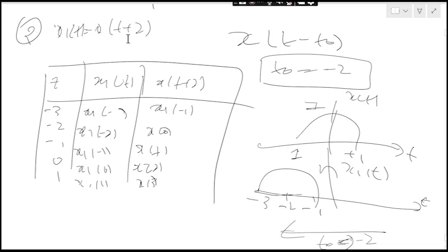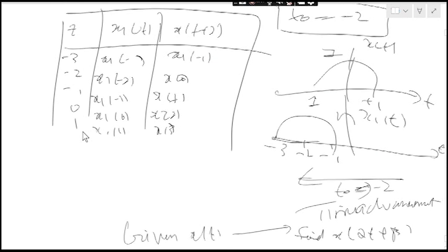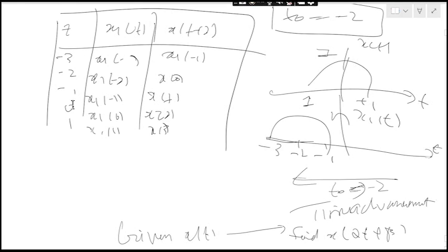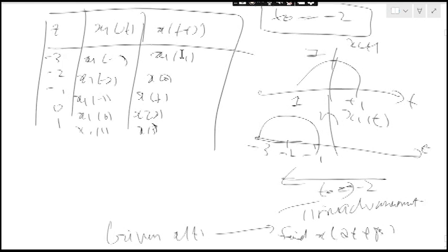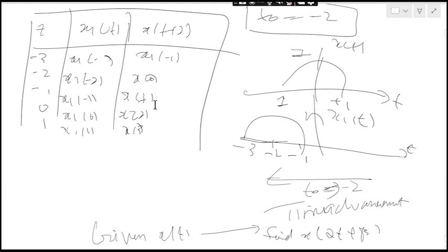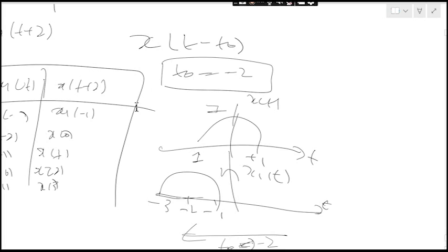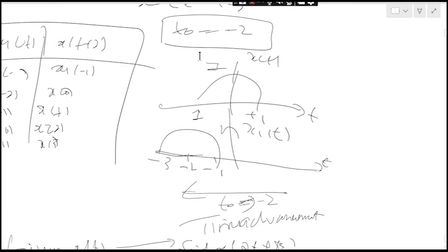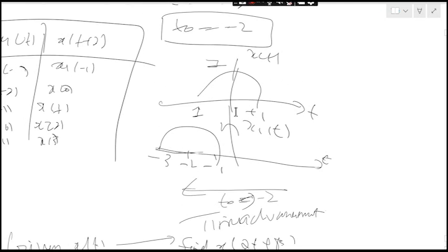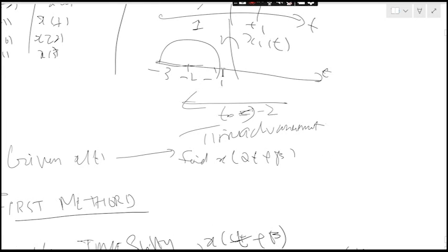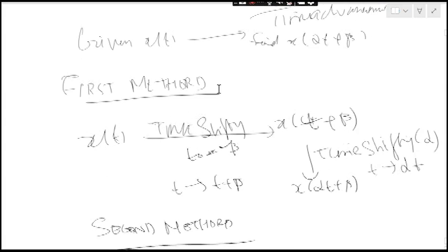So x1 of t will be x of t plus 2. So for -3, -2, -1, 0, 1, x1 of -2, x1 of -1, x1 of 0, x1 of 1, x of 1, x of 2, x of 3. x of t minus t naught. So t minus t naught is equal to -2. This is the plotting of the graph. -3 will become -1.